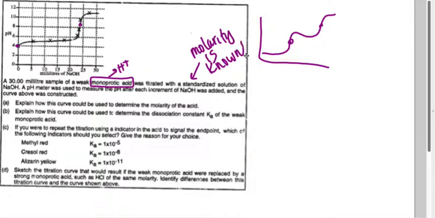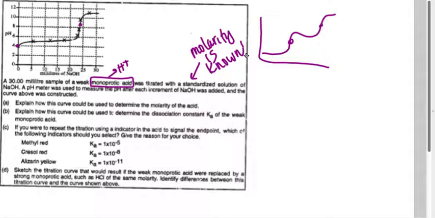That's an important point. We're going to do this problem without using necessarily numbers and crunching numbers, but we can say how to solve for things if we know that molarity. Okay? We have 30 mils in a beaker, titrating it with a known concentration of sodium hydroxide, and we made that curve. A pH meter was used and made this curve, and we have to answer some questions.